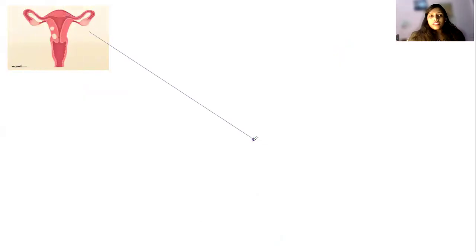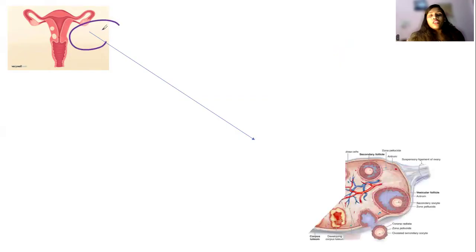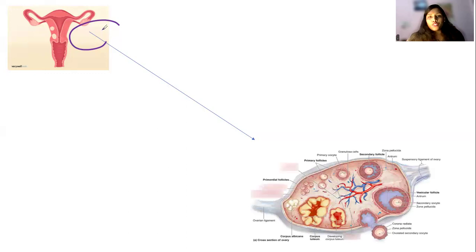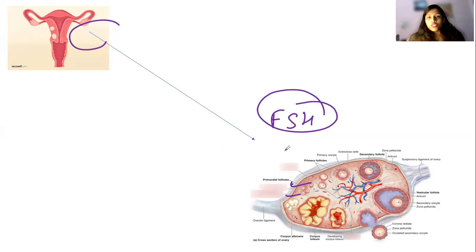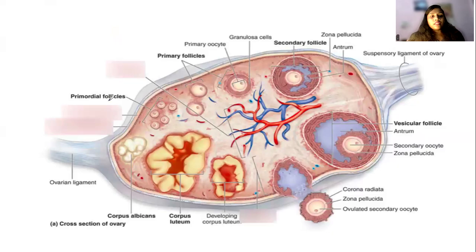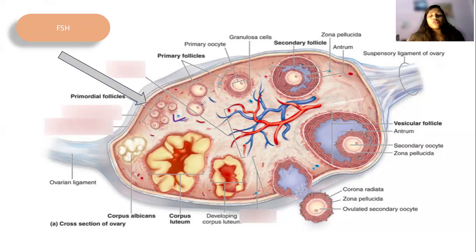We have a uterus and an ovary over there. Let's have a closer section of the ovary. This is the anatomy of the ovary. In the image you can see small follicles in this ovary. These follicles mature under the influence of FSH, which is released by the anterior pituitary. We have the primary follicle. Let's look closer again. Here the FSH is acting, and this changes into primary follicles and secondary follicles.